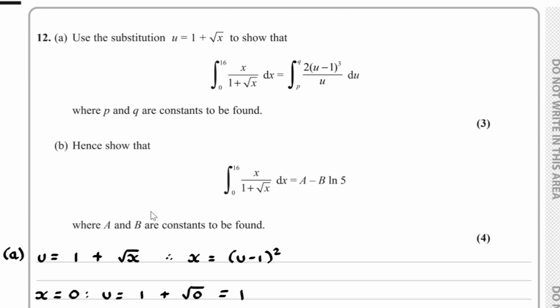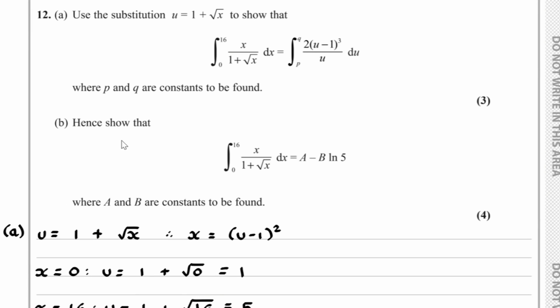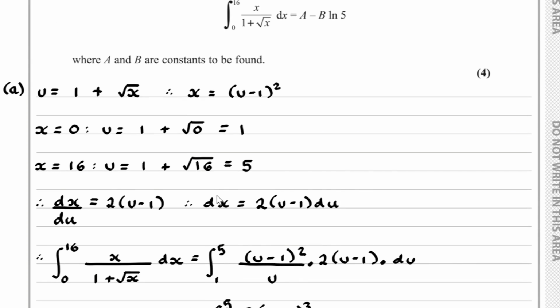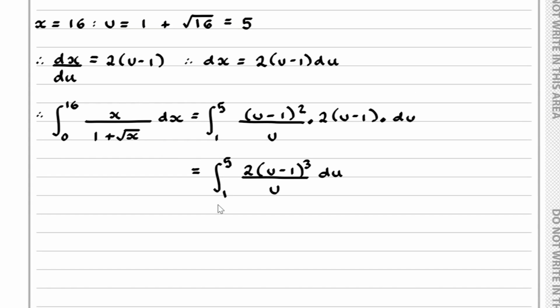Now, for part B of the question, show that the integral from 0 to 16 of x over 1 plus square root x with respect to x is equal to a minus b times the natural log of 5, where a and b are constants to be found. For part B, what we will do to begin with is consider u minus 1 all cubed.